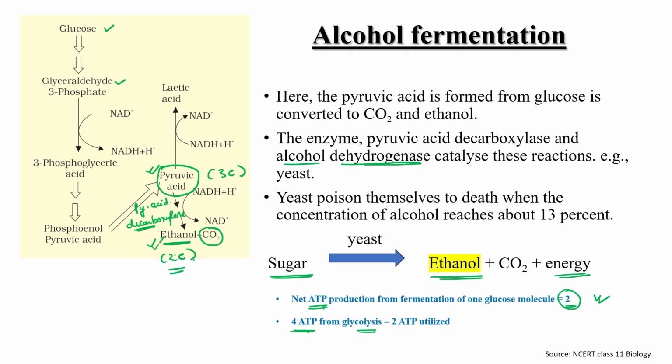Okay, and in this alcohol fermentation, there is continuous generation of alcohol. If this process occurs continuously and the percentage of alcohol increases more than 13%, then the organism which is involved in this conversion, that is yeast, poisons itself to death. This alcohol is so harmful. If the concentration of alcohol reaches about 13% or more, yeast poison themselves to death. This ethanol is so harmful.